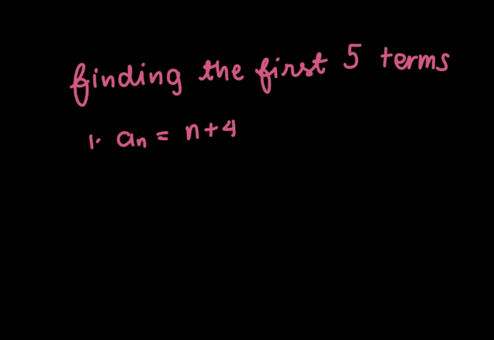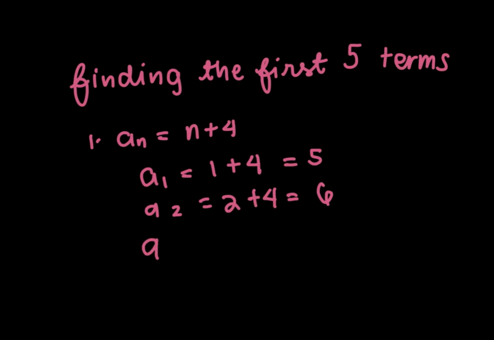For our first example, a sub n equals n plus 4. For the first term, we have a sub 1. We plug in 1, so this is 1 plus 4 equals 5. For the second term, it's going to be 2 plus 4 equals 6. A sub 3, we have 3 plus 4, we have 7.